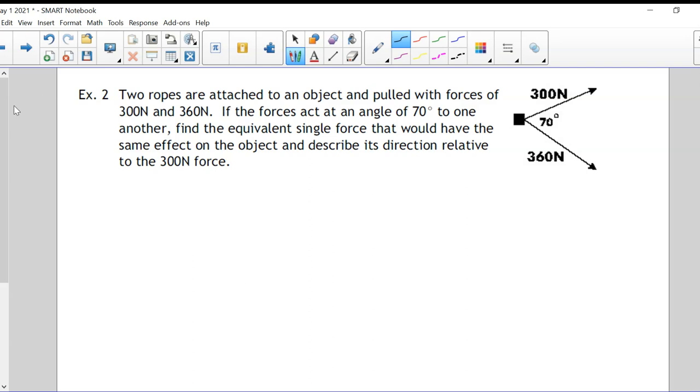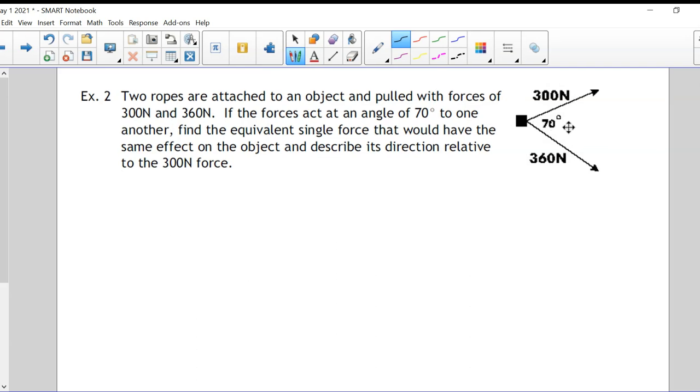That's the only thing. So two ropes are attached to an object and pull with forces of 360 newtons. So that's what this diagram is meant to represent. And there's a 70-degree angle between them. The forces act at an angle of 70 degrees to one another. Find the equivalent single force that would have the same effect on the object and describe its direction relative to the 300 Newton force. So let's go ahead and use the approach that we've always used, the parallelogram law.